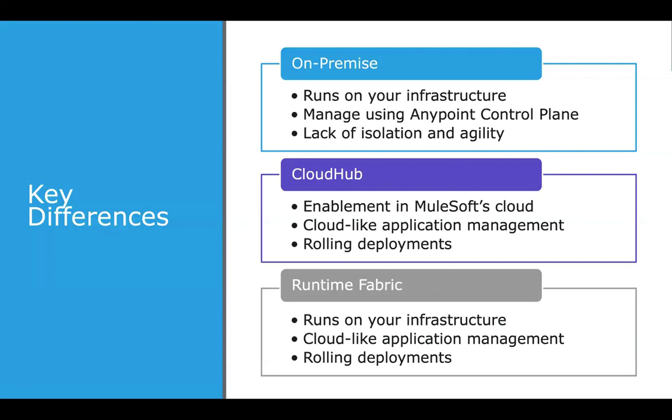So you get the cloud-like application management and the ease of management when you deploy to Runtime Fabric. You get rolling deployments with zero downtime. You get isolation and the ability to run multiple Mule versions on the same set of resources. And you get high availability with load balancing with Runtime Fabric. And so you can see now, once you compare these three next to each other, Runtime Fabric is really an on-premise deployment, but it brings you those great features and benefits of a cloud deployment.